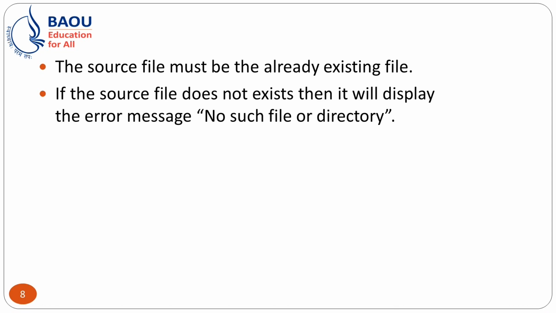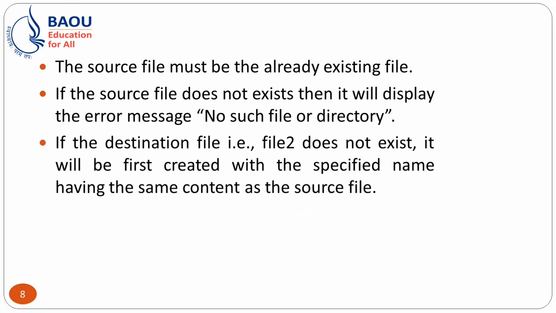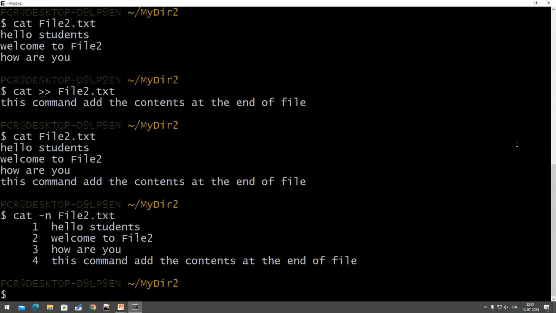Second thing, suppose the target file or the destination file is not available. In that case, if you are using the cp command, it will be automatically created. It is not required to create it again with the help of the cat command, right? So we will see practically how this can be done.